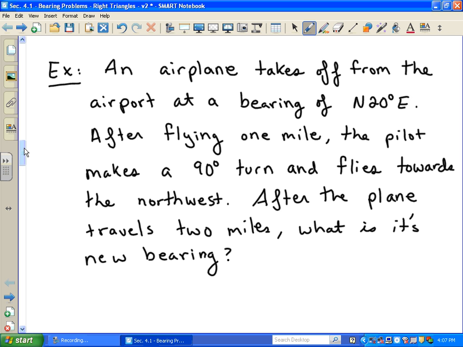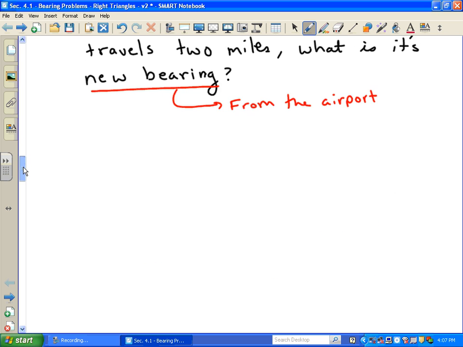Now, this new bearing that they're asking for is always going to be from wherever you started. So they're saying here you started from the airport, and that's the bearing that was originally given. And so this end question is understood to be from the airport as well. All right, so let's draw the situation first of all.